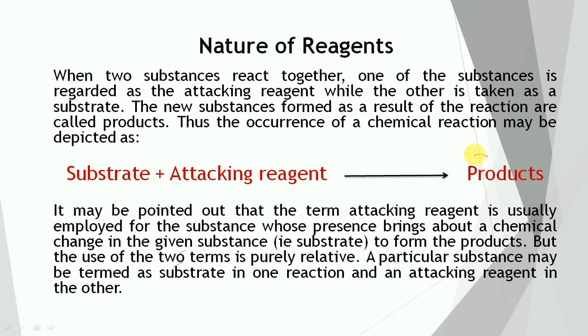and the final outcome of the reaction is called the product. It may be pointed out that the term attacking reagent is usually employed for the substance whose presence brings about a chemical change in the given substance. So this one is the attacking reagent, which is the main species behind the chemical reaction. So it will attack the substrate.